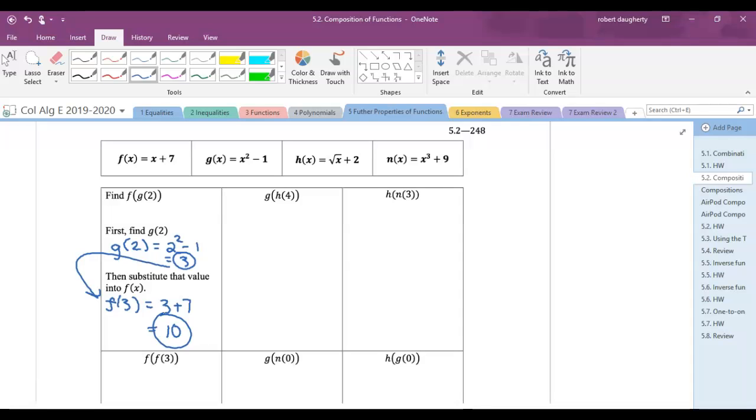Okay. Let's do another couple of these. So h of 4, I need to find h of 4. What is h of x? Square root of x plus 2. That means that h of 4 is the square root of 4 plus 2. Okay. What's the square root of 4? 2. What's 2 plus 2? 4. So h of 4 equals 4.